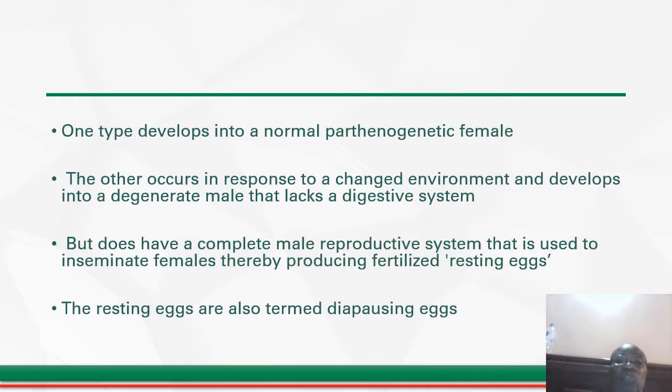One type develops into a normal parthenogenetic female during this period, and the other occurs in response to a changed environment and develops into a degenerate male that lacks a digestive system when the environment is not favorable, but does have a complete male reproductive system that is used to inseminate females, thereby producing fertilized resting eggs when the environment has become conducive. The resting eggs are also termed diapausing eggs. That is what we call those eggs that are at the resting stage.